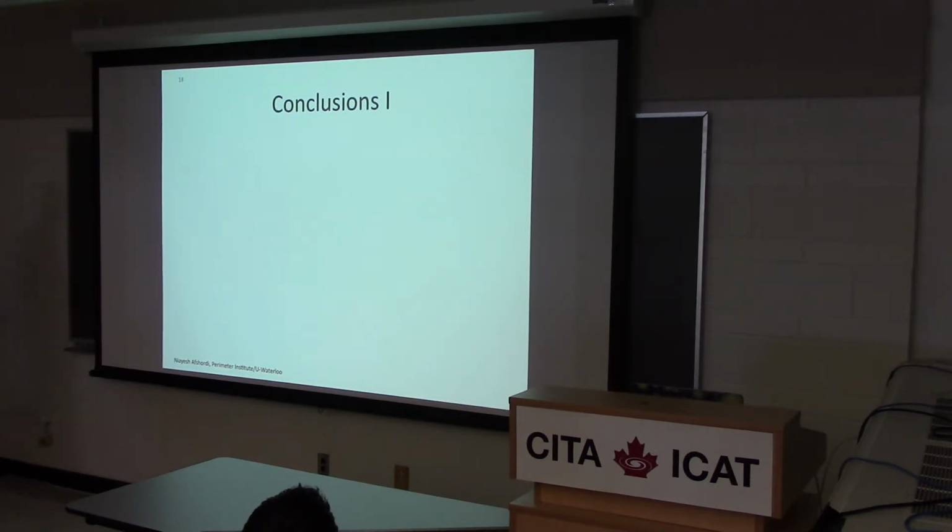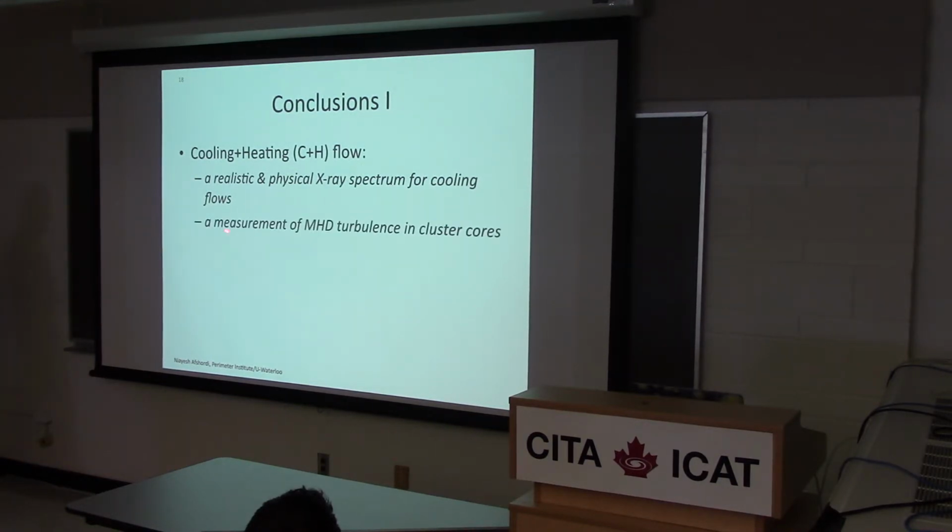So the conclusion is, we have a cooling plus heating flow model, which improves upon the old cooling flow model. It gives you a realistic and physical X-ray spectrum for cooling flows. It gives a measurement of MHD turbulence in cluster cores. And a reasonable estimate of the cold gas mass that you expect to see.